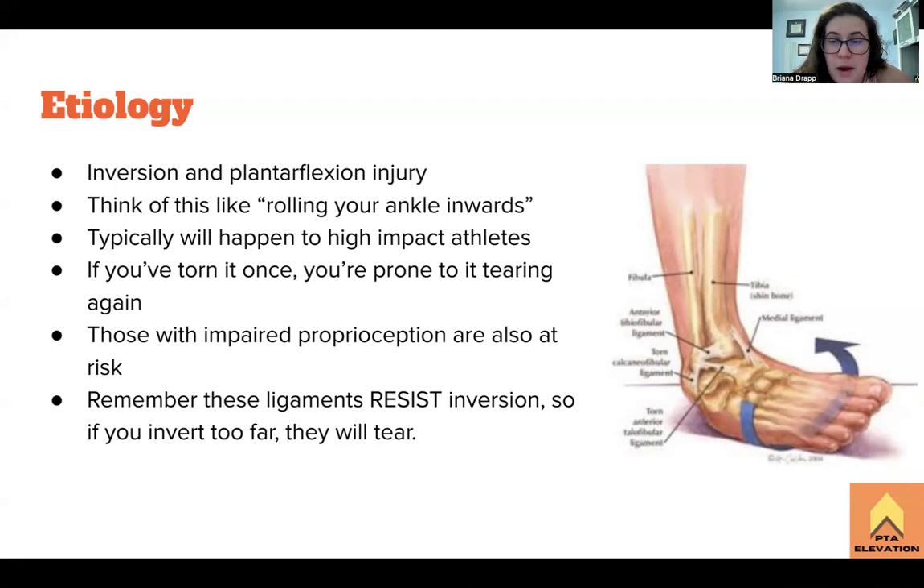This will happen to high impact athletes with jumping. That's a common one you'll see, or just regular people walking in their yard and stepping in a bunny hole. So once you've torn it once, you're prone to tearing it again. These structures, again, are very flimsy.